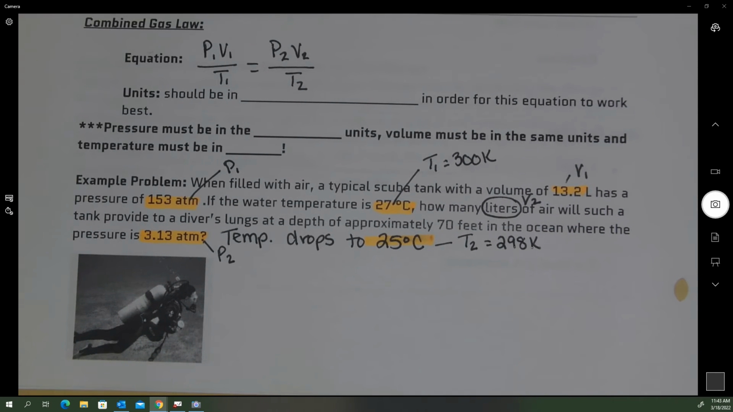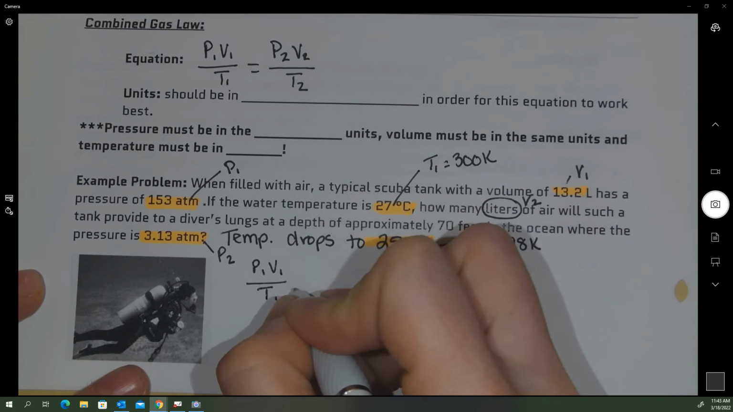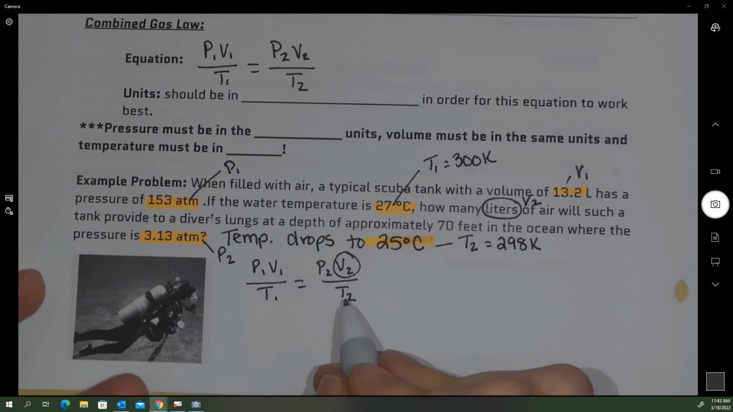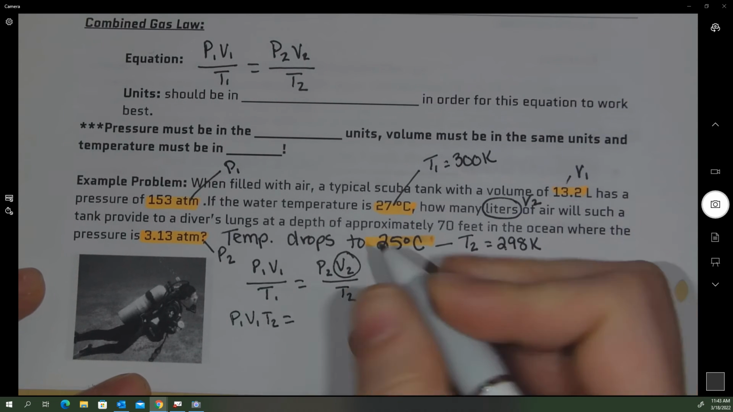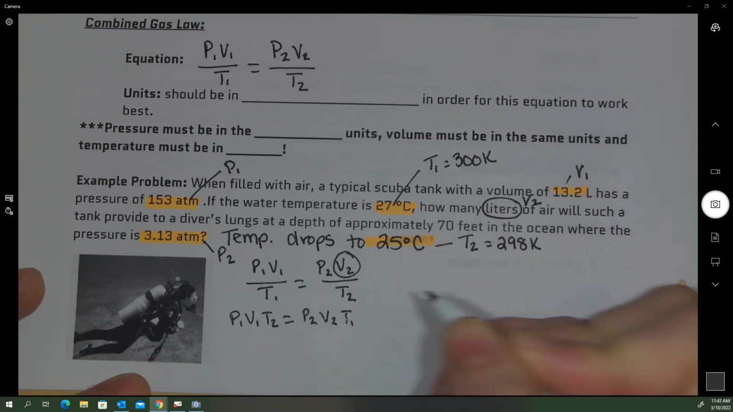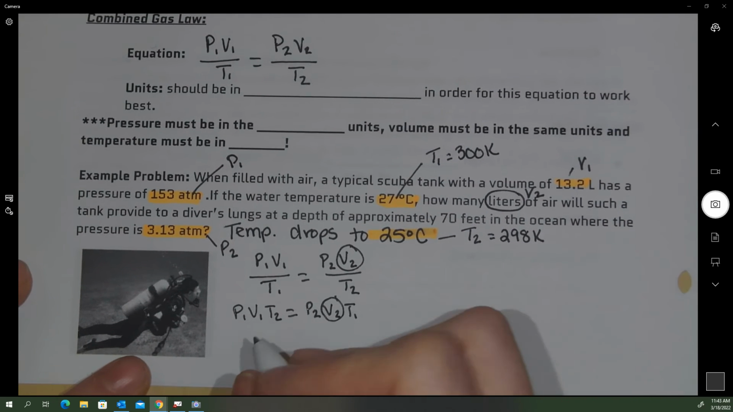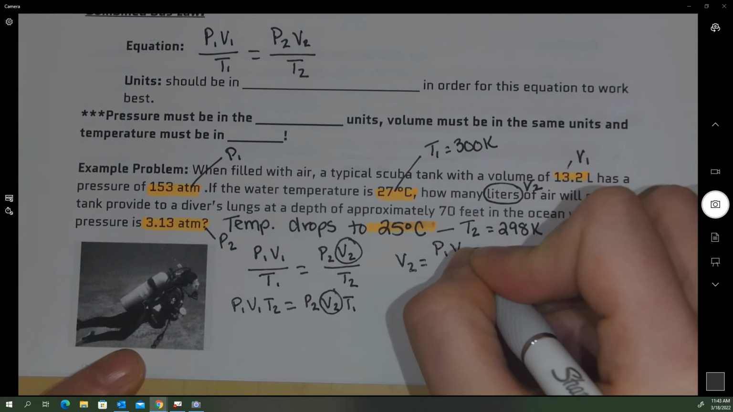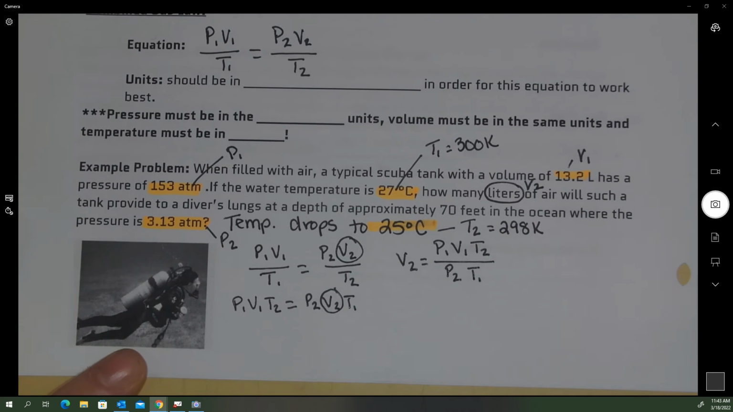So we are working with this equation, P1 V1 over T1 equals P2 V2 over T2. We're solving for V2. So the first thing I need to do is cross multiply. So I'm going to have P1 V1 T2 is equal to P2 V2 T1. And lastly, I want to isolate V2, so I'm going to divide by P2 T1. So volume 2 is equal to P1 V1 T2 over P2 times T1. Next step is just plug and chug.